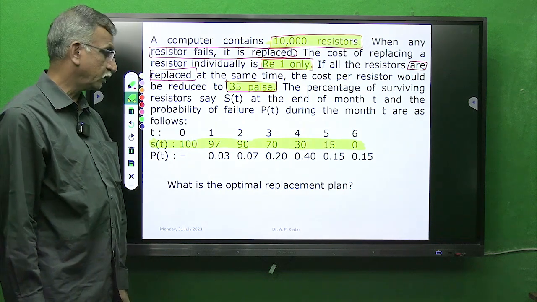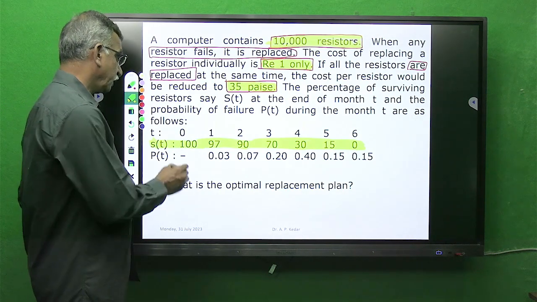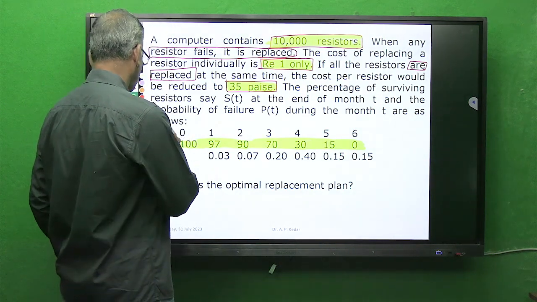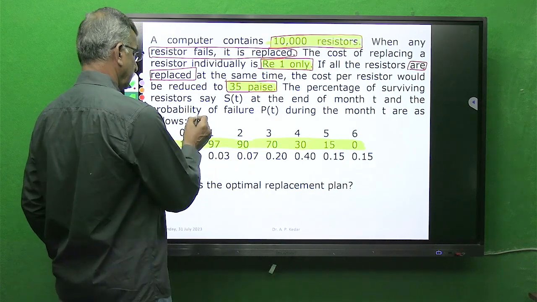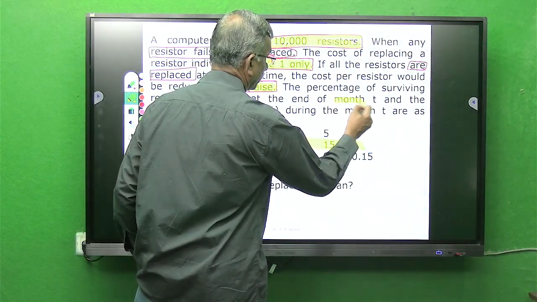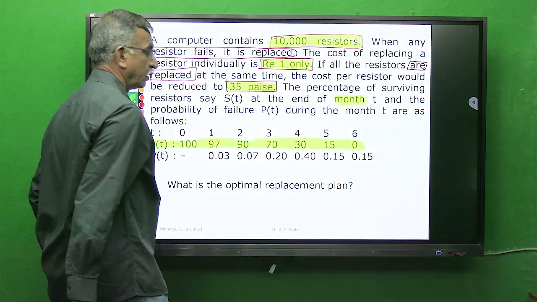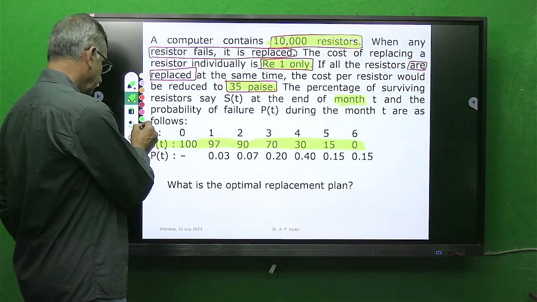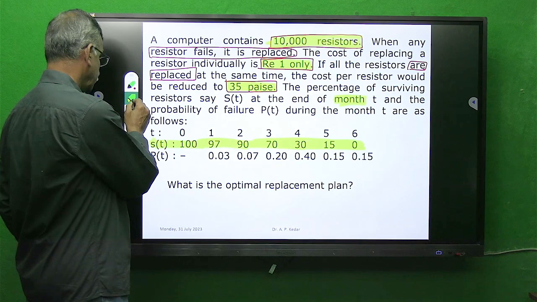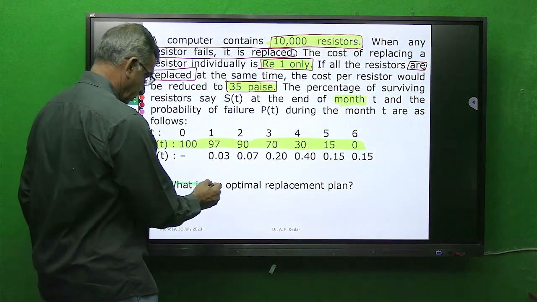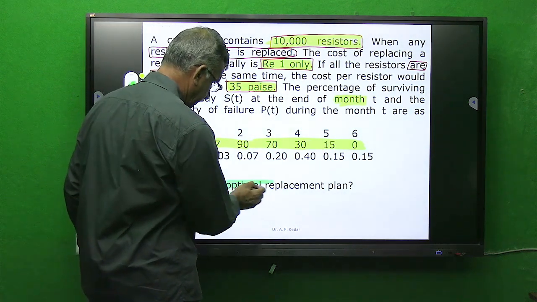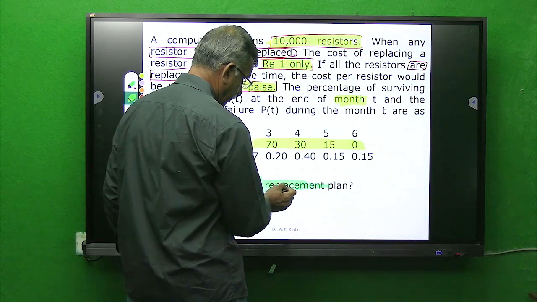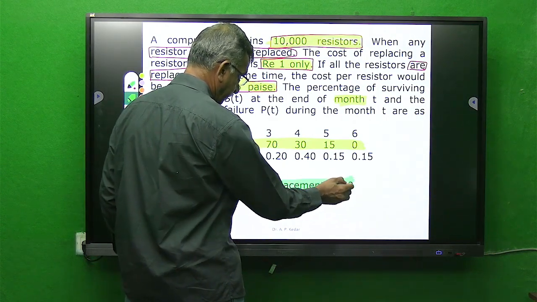Now here the unit of time is given in months. What is asked here? What is the optimal replacement plan?